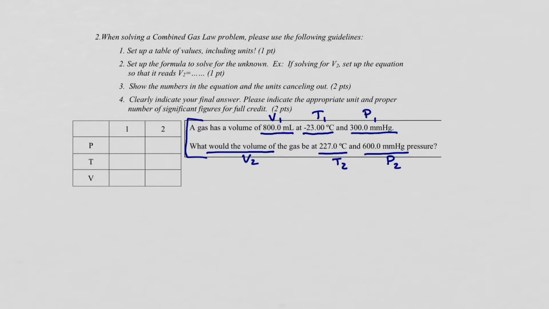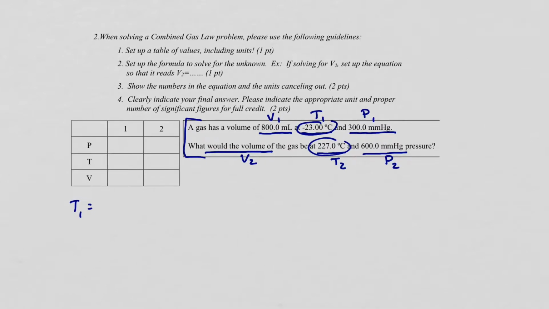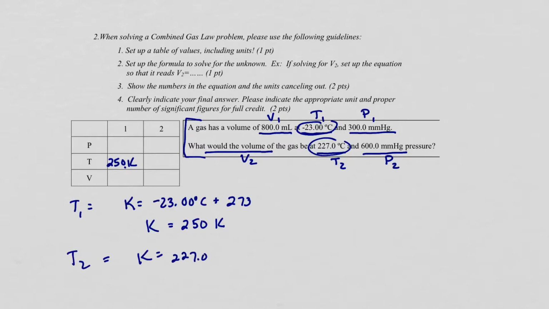So the 800 was our initial volume, the negative 23 was our initial temperature, and the 300 millimeters of mercury was our initial pressure. You might recognize that our temperatures are going to have to be converted into Kelvin first before we do anything else, so let's take a look at that. For T1, we take our Celsius temperature of negative 23.00 degrees Celsius and add 273. So the Kelvin for this is 250 Kelvin, so that's our T1. And then for T2, Kelvin is equal to 227.0 plus 273. So in this case, our Kelvin is 500 Kelvin.